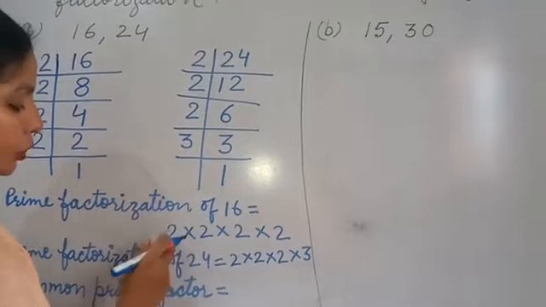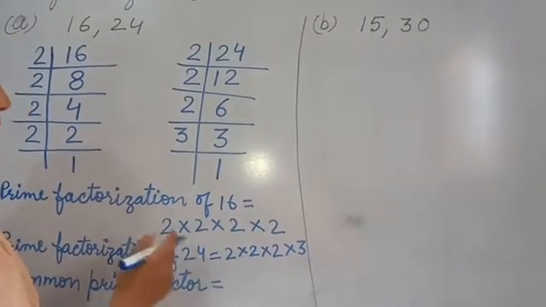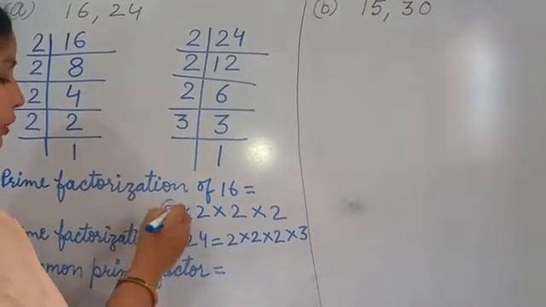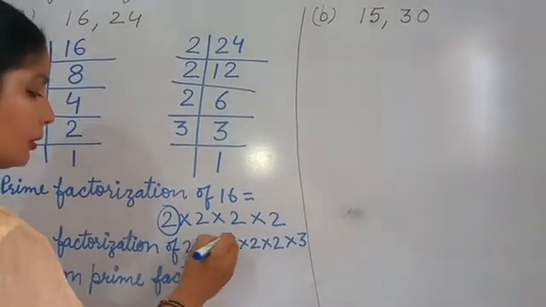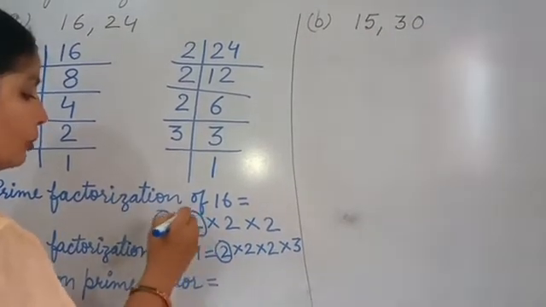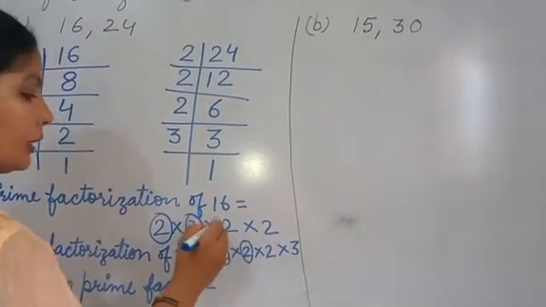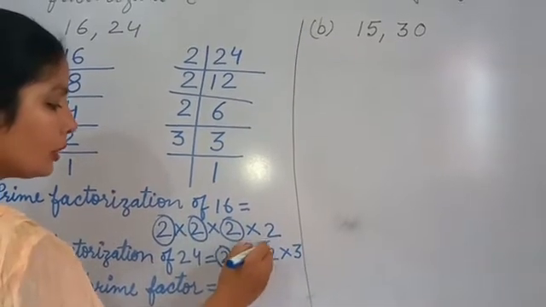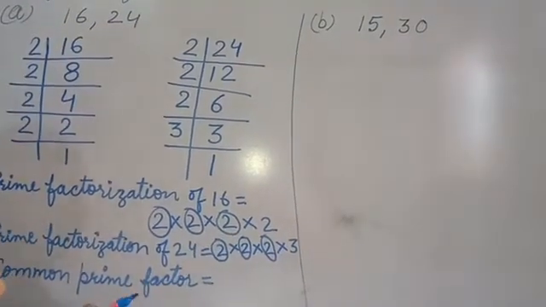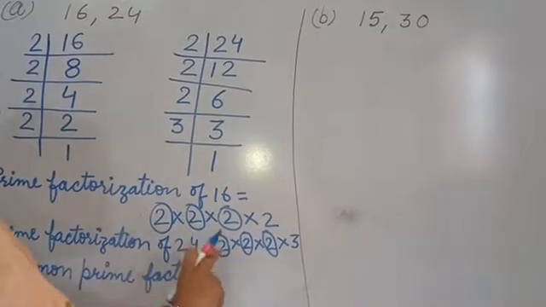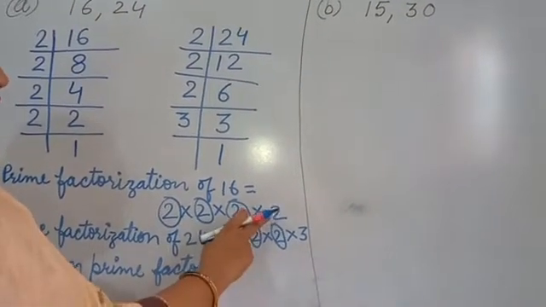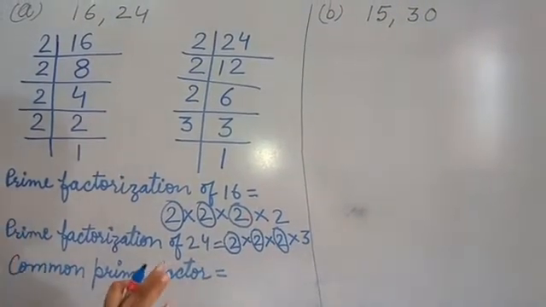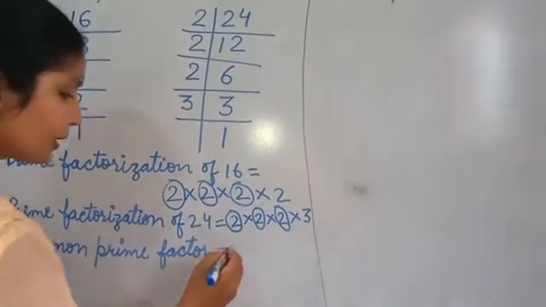2. This 2 is common in both. Then the next 2 is also common in both. Then this 2 is also common. Then the last 2 in 16 has no match, and in 24 there is 2 and there is 3, so nothing more is common. So what are the common prime factors?